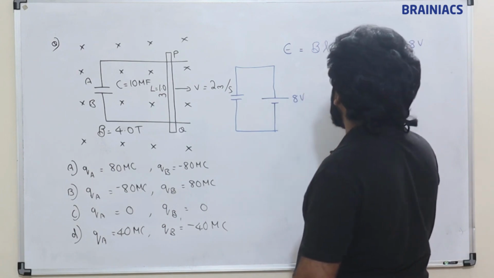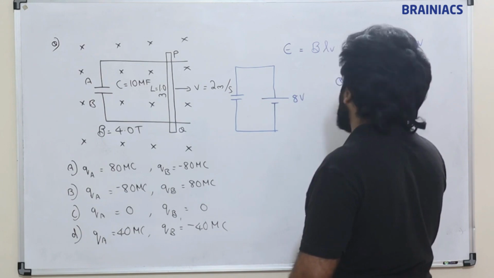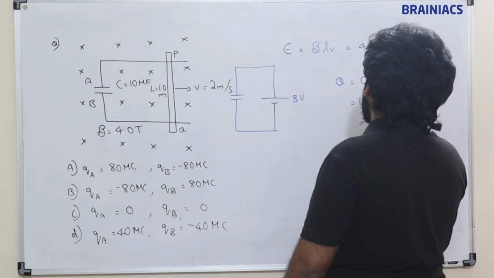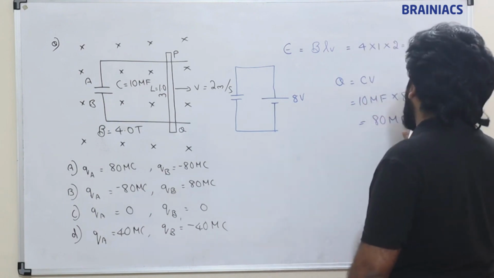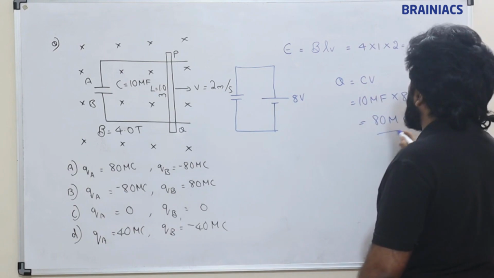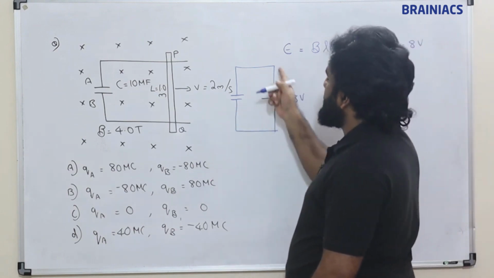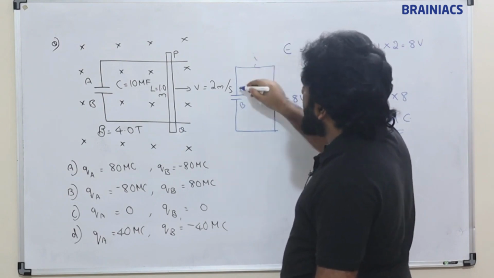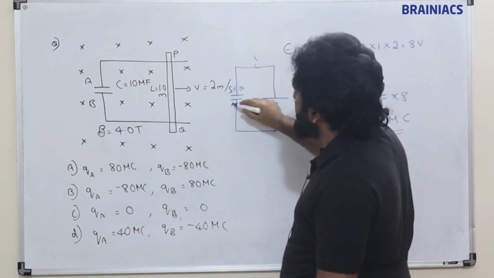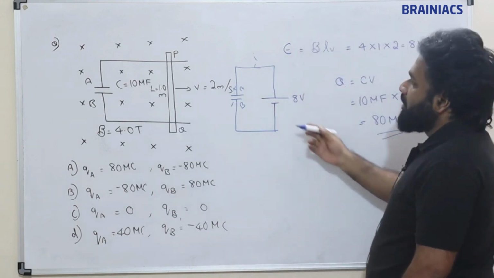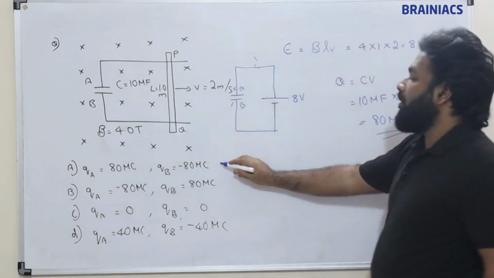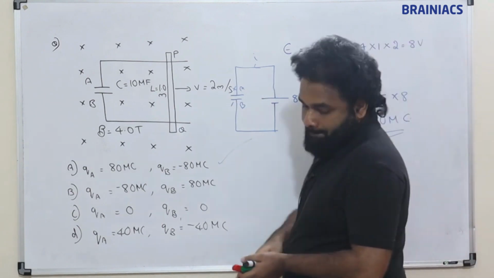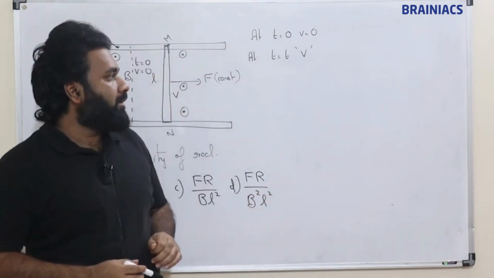So Q is equal to CV. So 10 microfarad into 8 is actually 80 microcoulomb, which will be the charge. Since the rod is moving in this direction, here this is A, this is B. Current is moving in this direction, so here it is going to be positively charged, here negatively charged. So QA is going to be 80 microcoulomb and QB is going to be minus 80 microcoulomb. Clear?